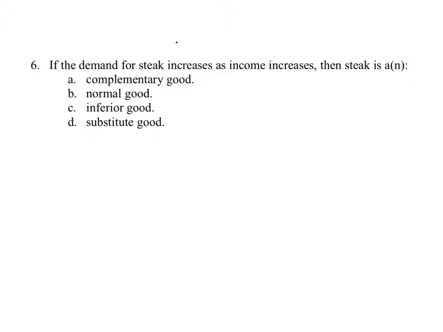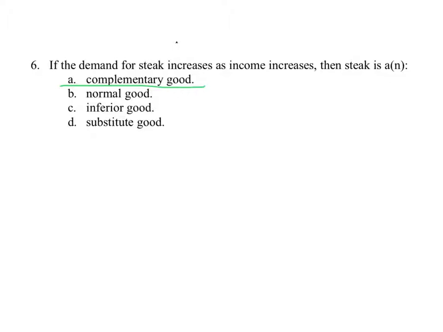The next one anybody had problems with was this number 6, and this is somewhat definitional, but all these definitions are important. So if the demand for steak increases as income increases, then steak is, is it a complementary good? Complementary good is a good, or two goods actually, that are used together. So I like peanut butter and jelly sandwiches. When I put peanut butter on a sandwich, I'm only going to eat that sandwich if there's also jelly on it. So those are two goods I use together.